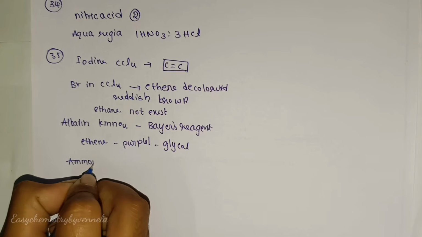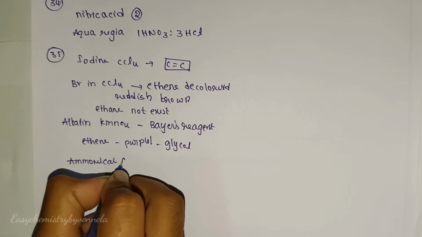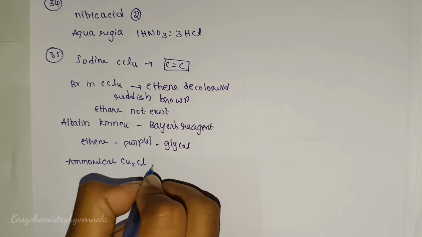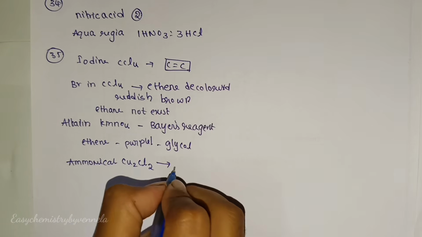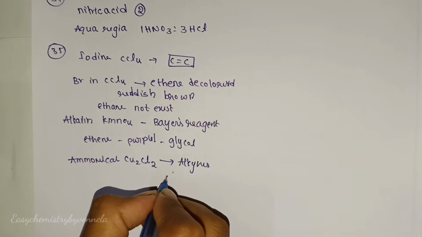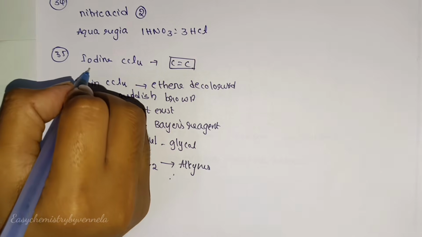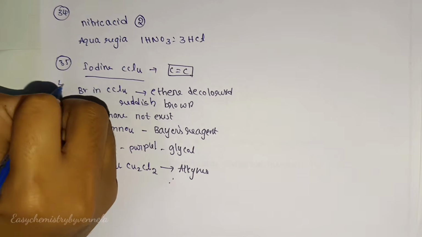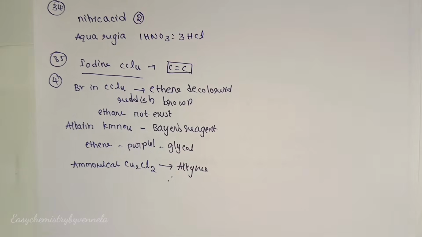Finally, ammoniacal Cu2Cl2. This is for alkynes, not for alkane and alkene. So the correct option is bromine in CCl4. Fourth one is the correct one.